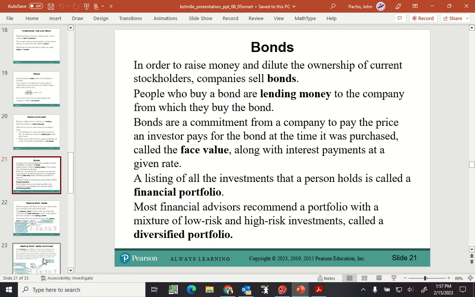Next thing. In order to raise money without diluting ownership of current stockholders, companies sell bonds. Bonds is something that the government does, which is kind of crazy. People who buy a bond are lending money to the company from which they buy the bond. Currently, I believe the U.S. Treasury bond is worth like 9 or 10% for the 10-year bond. So what you do is you buy a 10-year Treasury bond. They say in 10 years it's going to be worth $1,000. But right now, you could buy it for $600.